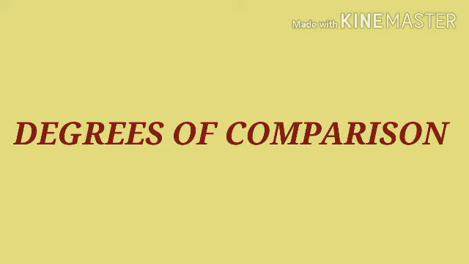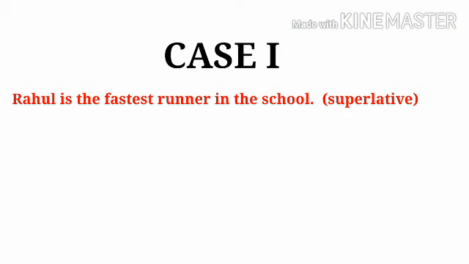First of all, I'll discuss in detail the first case, that is case number 1. Dear students, let's analyze the examples given here. The question given is: Rahul is the fastest runner in the school. I hope all are able to identify which degree of comparison it belongs to. Of course, it comes under superlative degree because fastest is used there. The fastest indicates superlative degree.